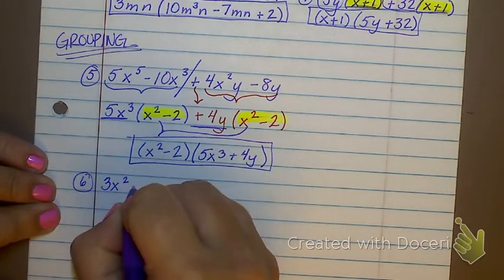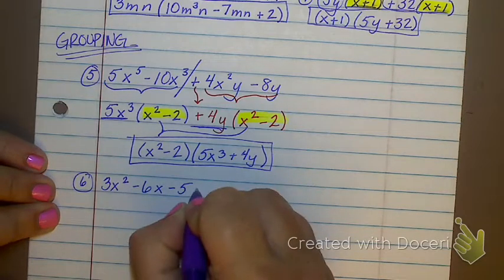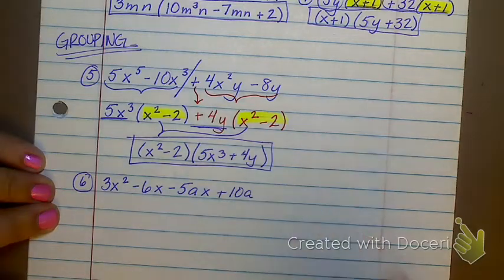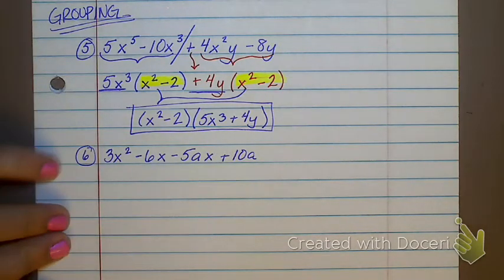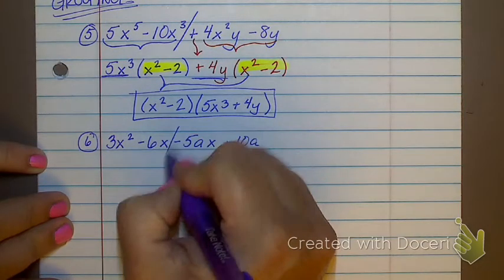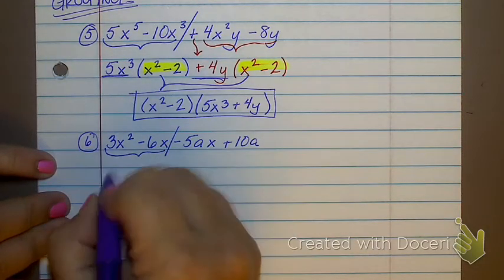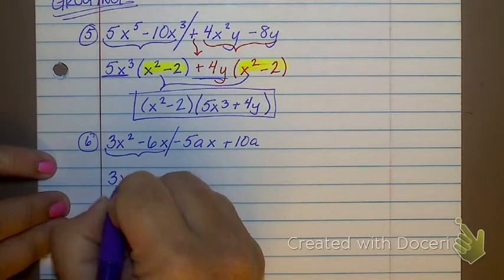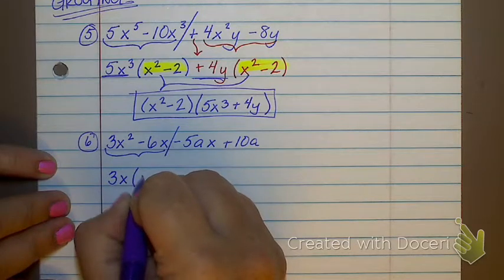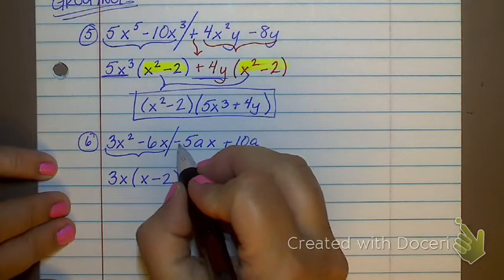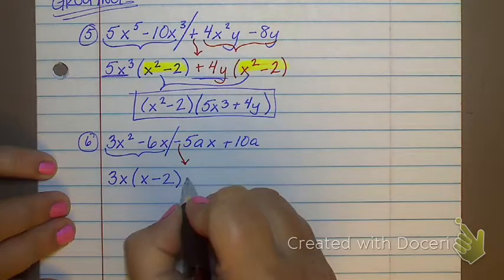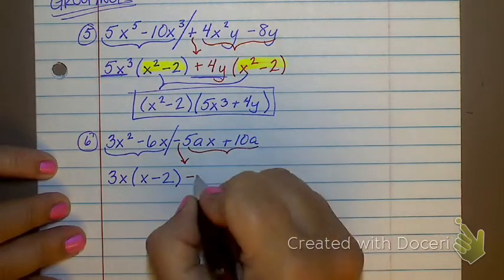3x squared minus 6x minus 5ax plus 10a. Do they have a greatest common factor that I can take out? Nope. Okay. So what do I do if there's no greatest common factor? Cut it in half. What do the first 2 terms have in common? 3 and x. Okay. What would be left inside? X minus 2. Then bring down that middle sign. And what do these 2 terms have in common? 5a.